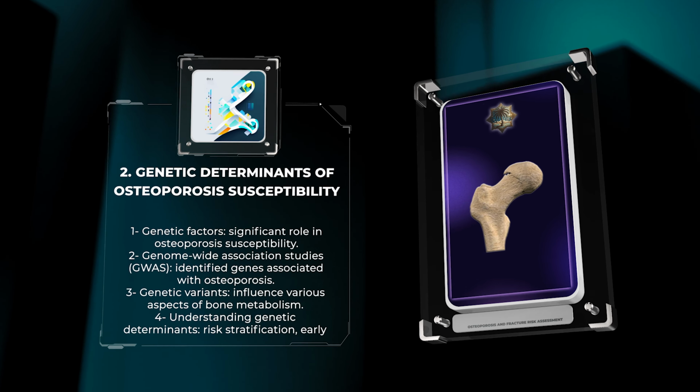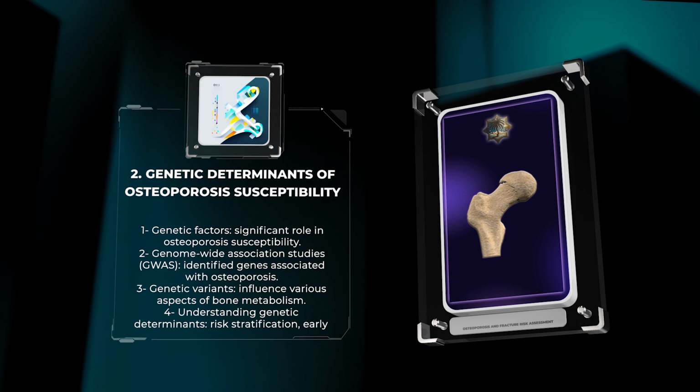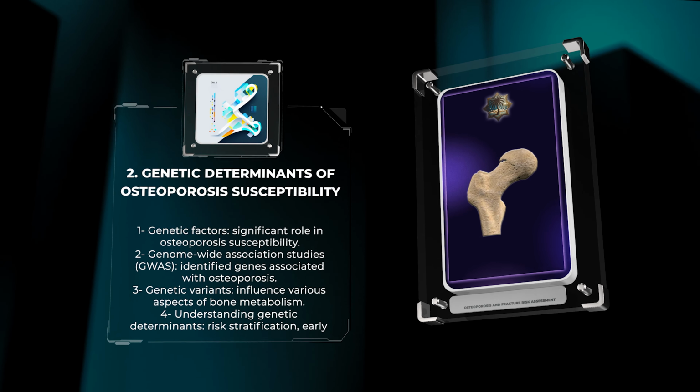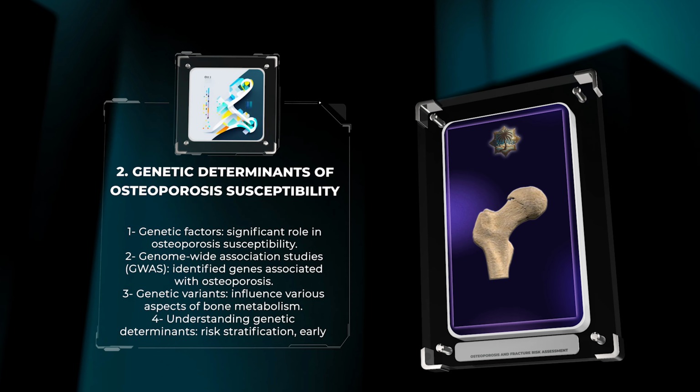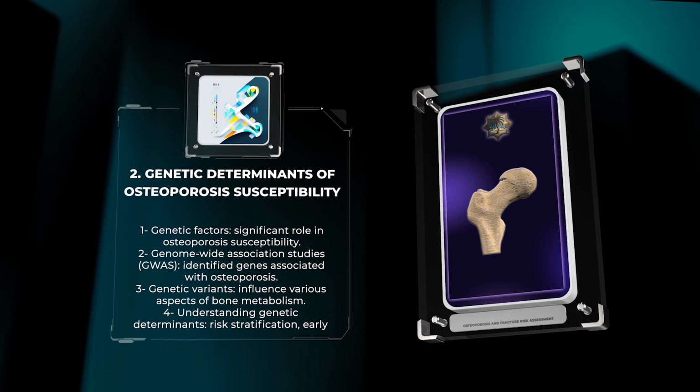These genetic variants influence various aspects of bone metabolism, such as calcium homeostasis, estrogen signaling, and WNT signaling pathways. Understanding the genetic determinants of osteoporosis provides valuable insights for risk stratification, early detection, and individualized treatment approaches. Let us proceed to the next topic.